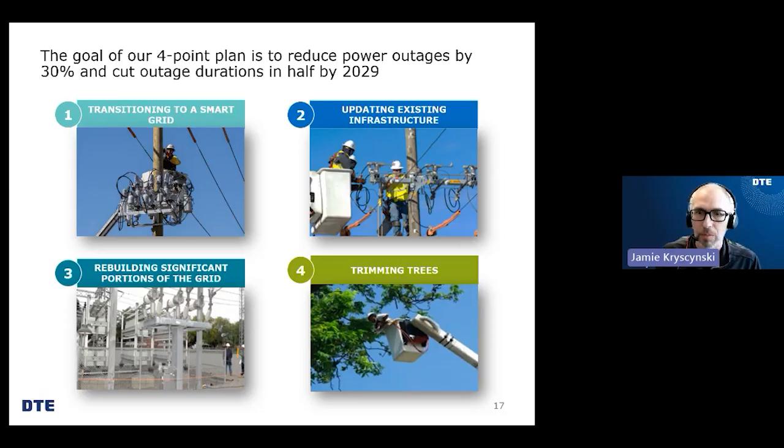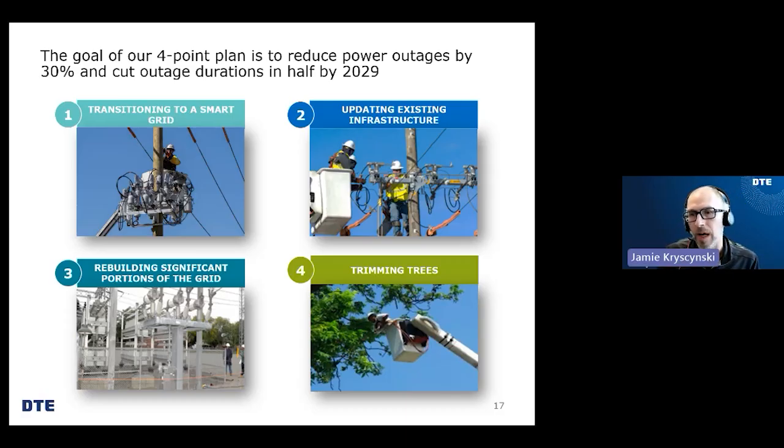Number 3 there, we're rebuilding significant portions of the grid. This is areas where we have maybe a particularly old portion of the grid. Oftentimes, this is really driven by capacity or loading, where we've had a lot of new customers come into the area, or maybe one big industrial customer that's driven a lot of load in an area where we need to add capacity. As part of that, we will rebuild a whole section of the grid. And this can be both on the distribution and the subtransmission side of things.